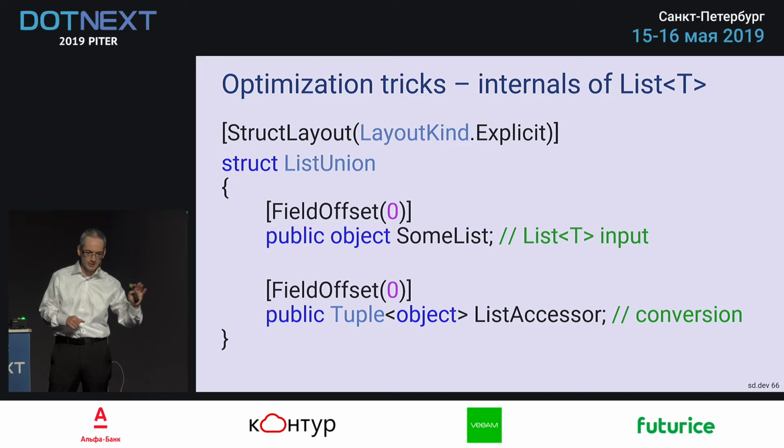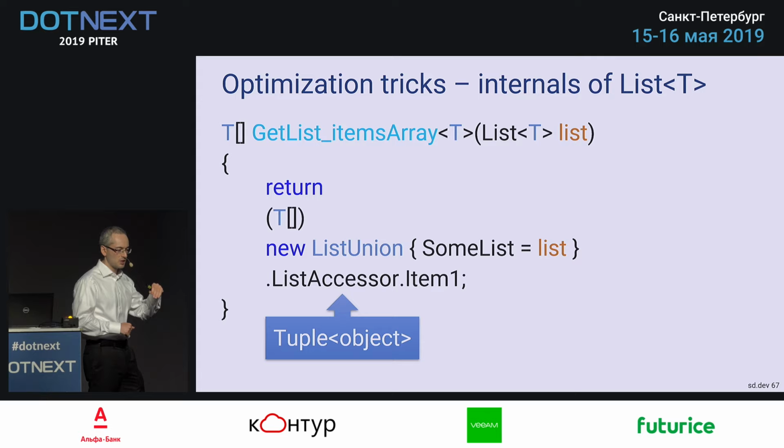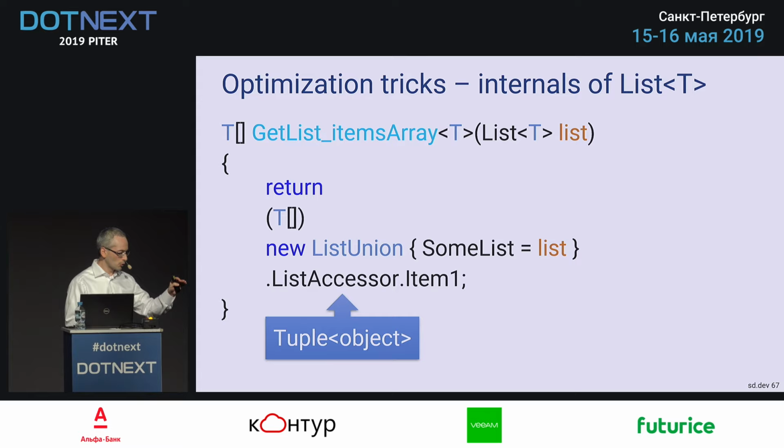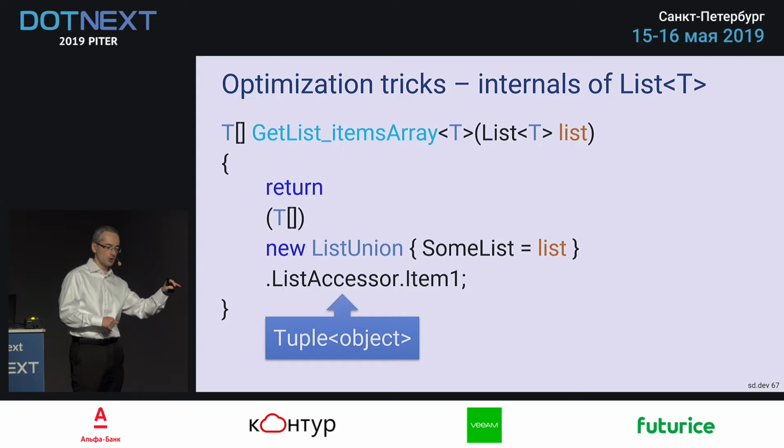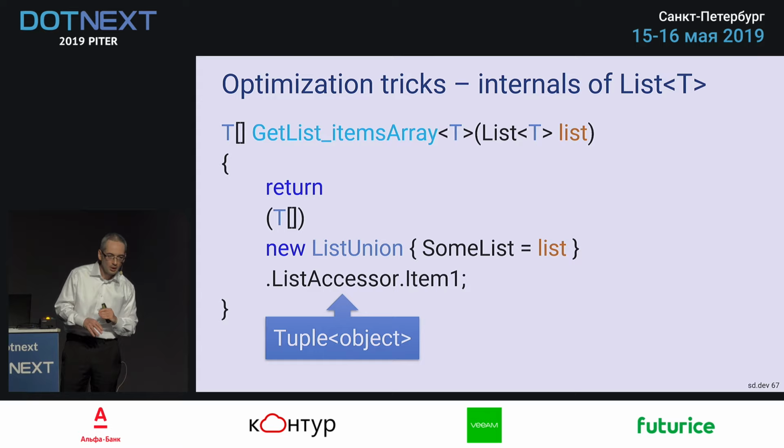Let's try to leverage it. To do that, we will build a simple helper method called GetListItemsArray. It receives our list of T as an incoming parameter, here called list. To understand the code, first look at the middle of it. We create our list union structure by saying new ListUnion, and then assign our list to the first field within this union, someList, of type object. Once we construct it, we immediately extract it via the second field, listAccessor, which is of type Tuple<object>, by the way.